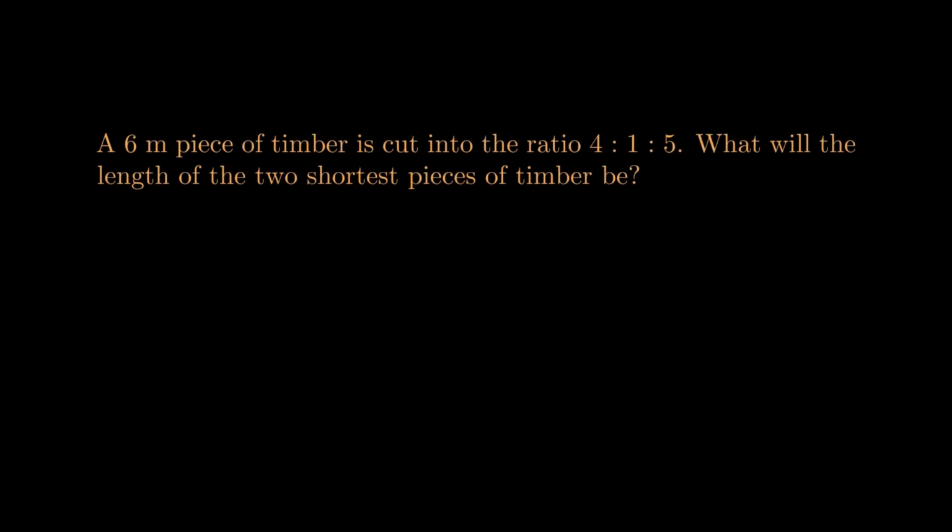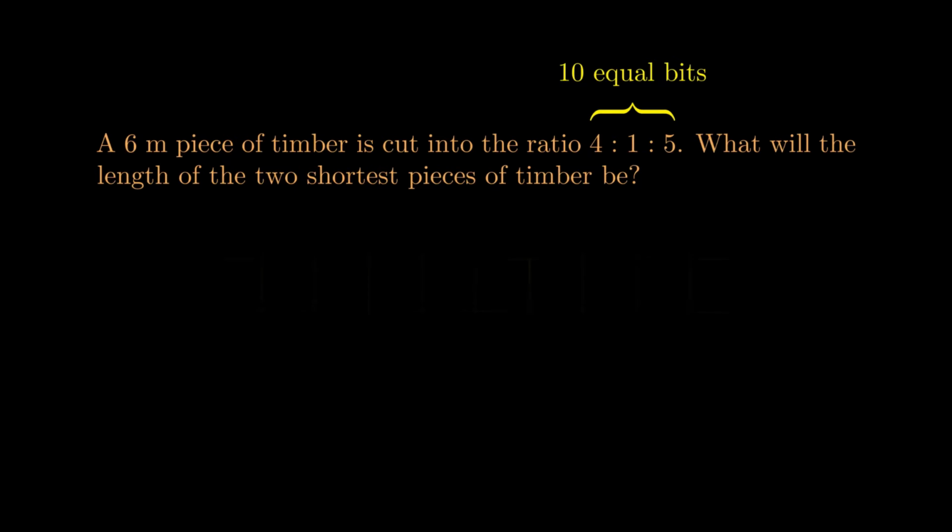Okay, so here's a question from, I think, a past paper. We have a 6-meter piece of timber being cut into the ratio 4:1:5, and we want the length of the 2 shortest pieces. Now, there are 3 parts to this ratio, but the same idea applies, which is that we're cutting our timber into a total of 10 equal bits. That comes from just adding 4 plus 1 plus 5.